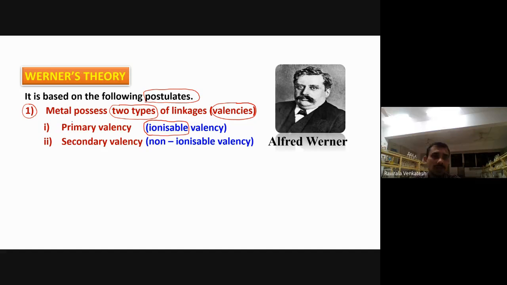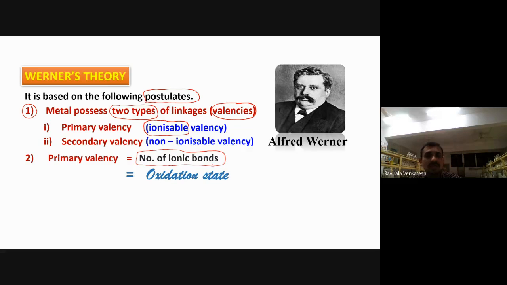Now let me elaborate this. What are primary and secondary valency in very simple terms? Primary valency means the number of ionic bonds. I told you it is ionizable valency, shown only by ionic compounds. That means if you have one ionic bond, the primary valency is 1. If you have 4 ionic bonds, the primary valency will be 4. If you are unable to find the number of ionic bonds, you go for the oxidation state. So oxidation state is nothing but the primary valency. I will show how to find it with examples.